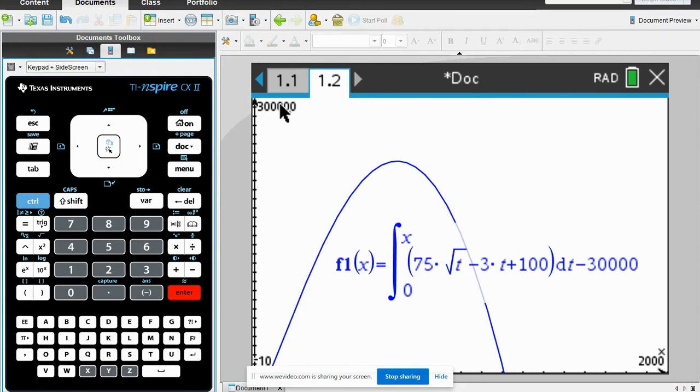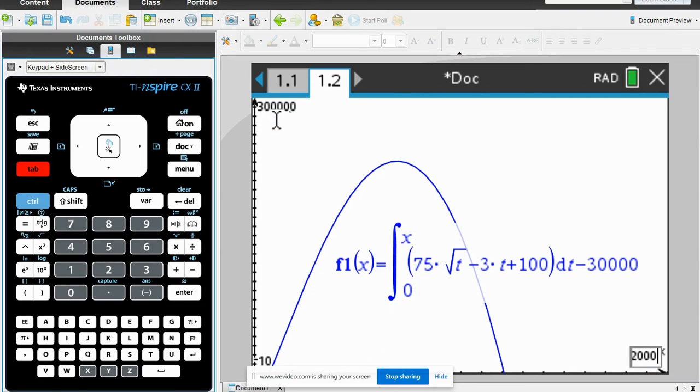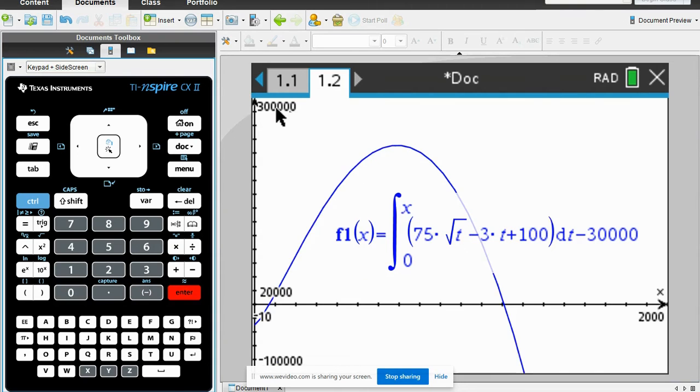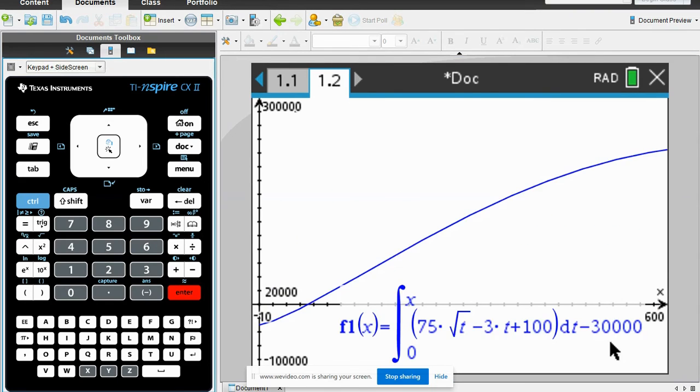There we go. Of course, now I just want to make my below axis be better. So maybe negative 100,000. There. Now I can do the intercepts a little bit better. So let's see, at what time will the gallons be pumped? Oh, my time is from 0 to 600, so let's make this be 600. And now I've actually got the domain correct.